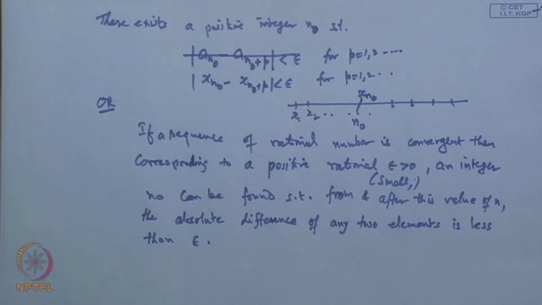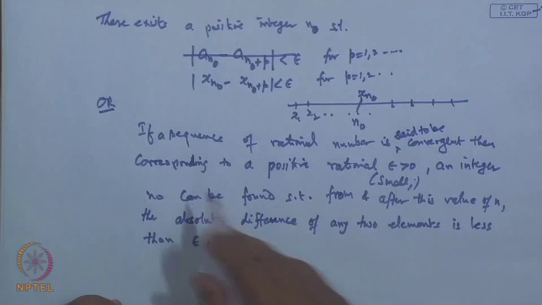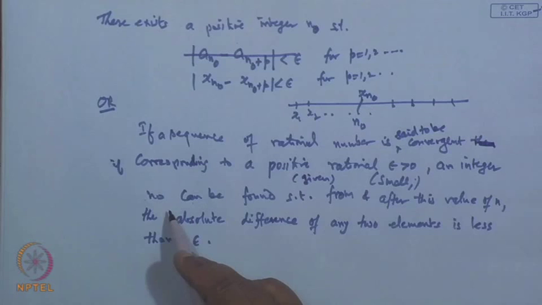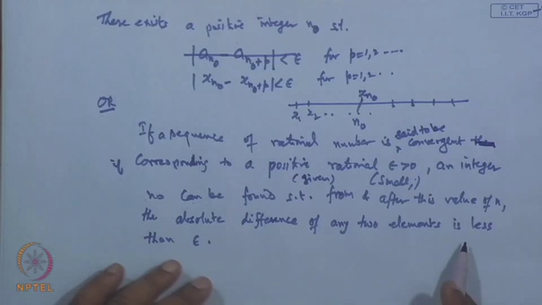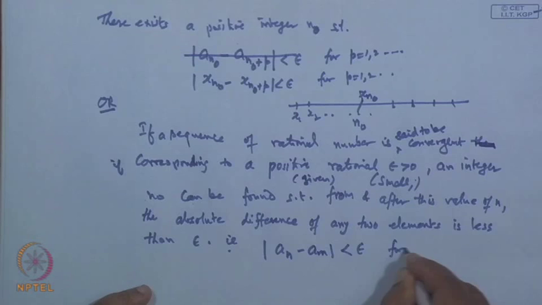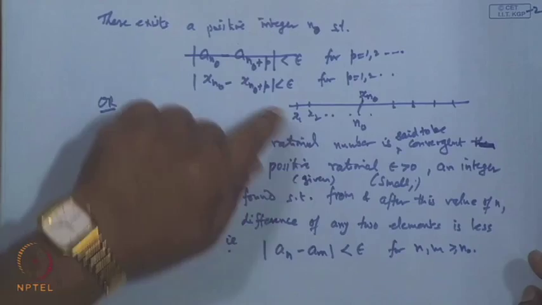In other words, you can say a sequence of rational numbers is said to be convergent if, corresponding to a positive rational number epsilon greater than 0, there exists an integer n naught such that from and after this value, the absolute difference of any two elements, a n minus a m, can be made less than epsilon for all n, m greater than or equal to n naught. That is the meaning of it. So the proof of this just depends on this definition.